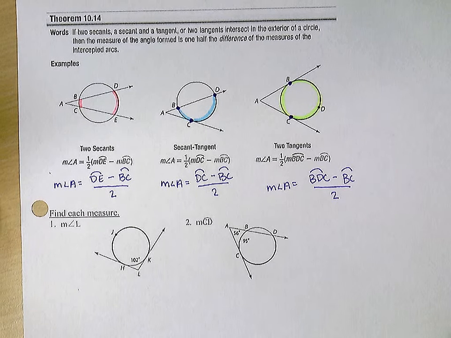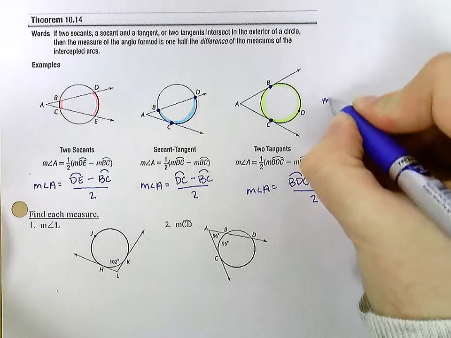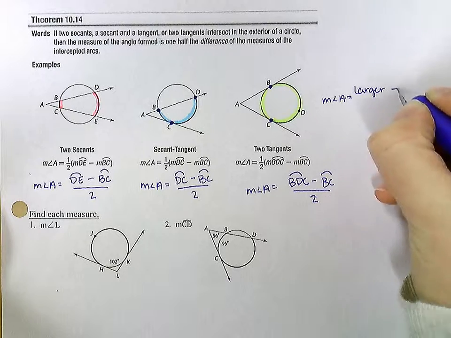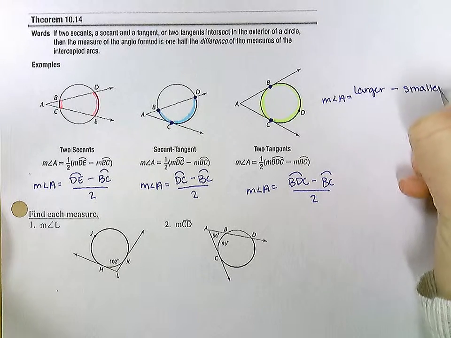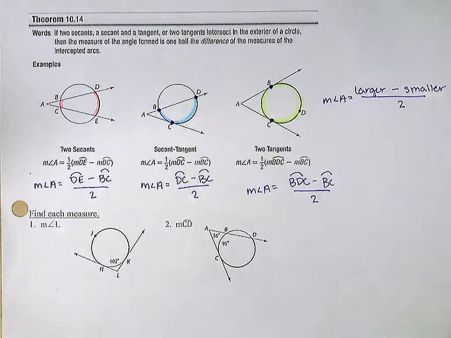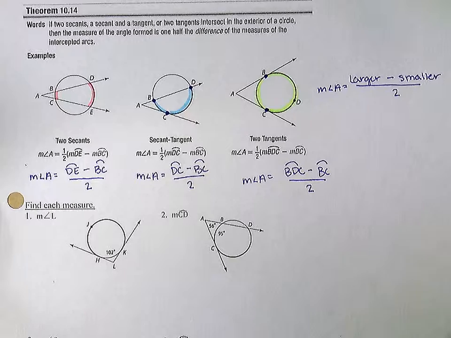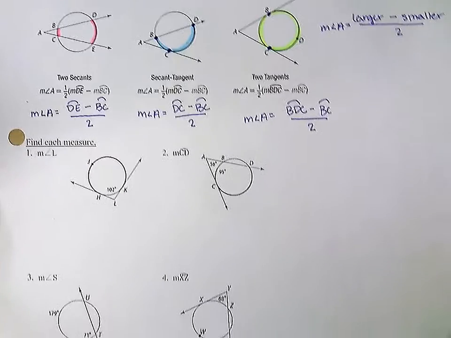Okay, so in all 3 of these cases, you're doing the same thing. Okay, if you have an intersection on the outside, you're going to take the larger minus the smaller, divide by 2. So in general, the measure of angle A equals the larger minus the smaller divided by 2. Okay, so take your larger arc minus the smaller arc, divide it by 2. Okay, questions so far before I start some examples?